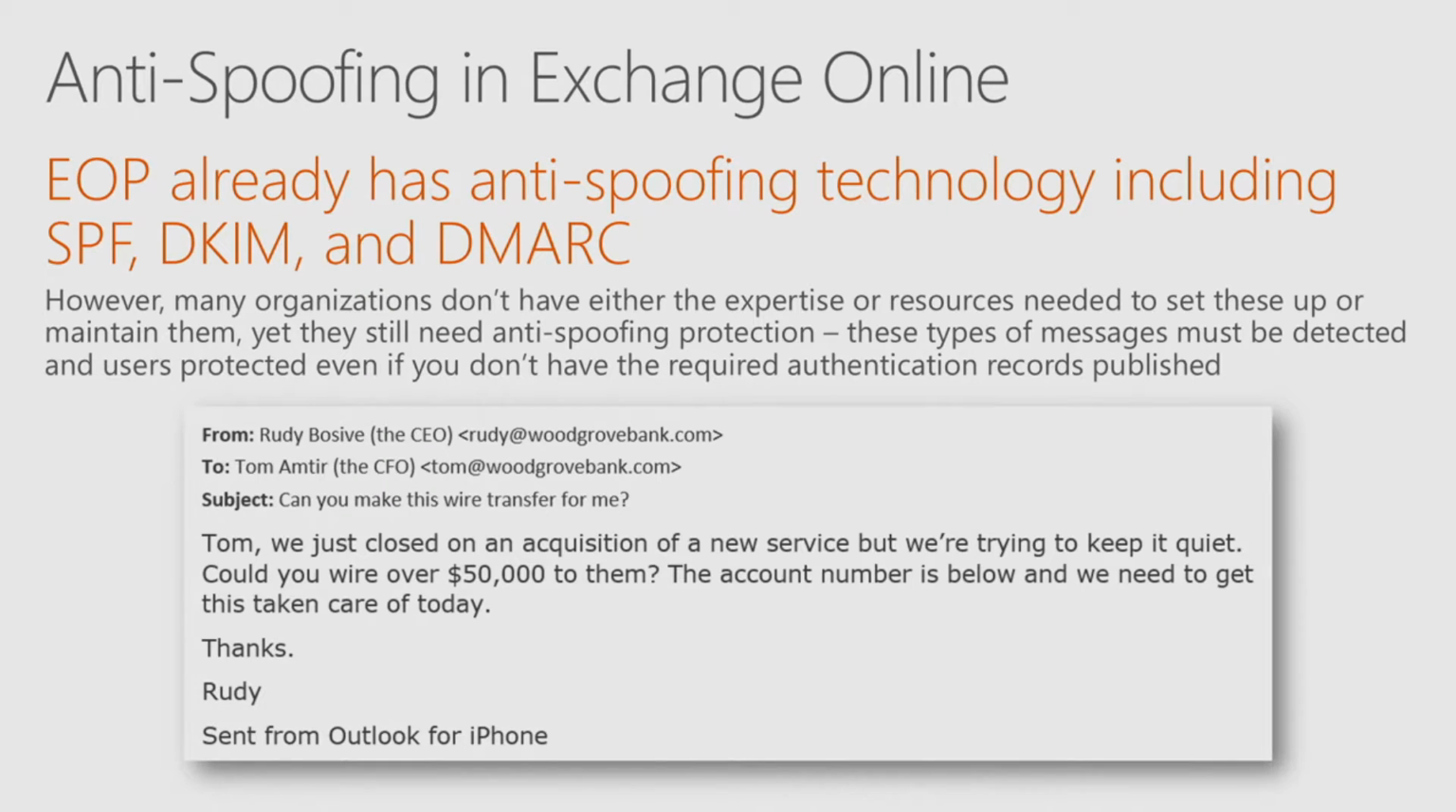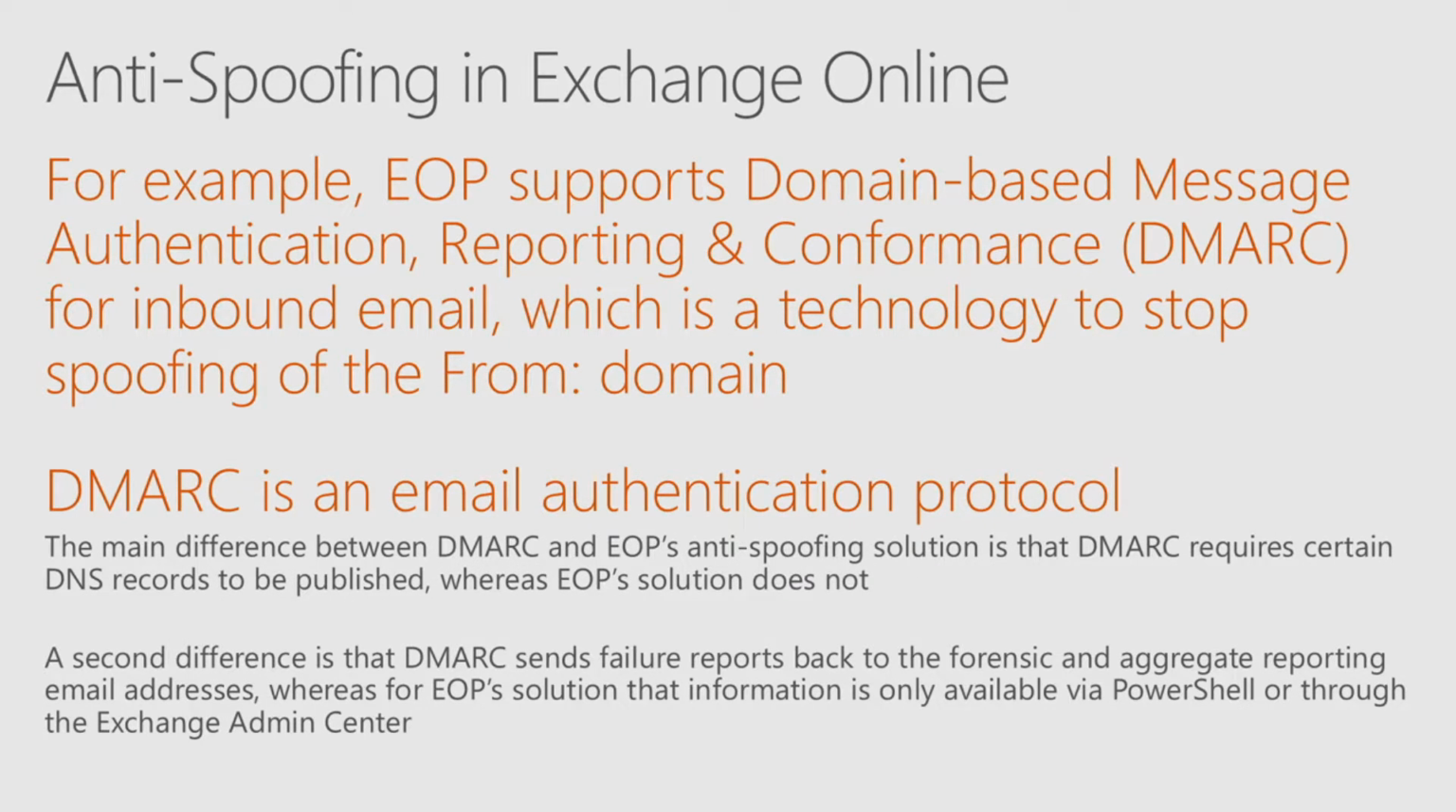So EOP, Exchange Online Protection, already has a lot of anti-spoofing technology built into it. And this can actually help you defend against a lot of the attacks that we're seeing going on today. So things like SPF, DKIM, DMARC, all those things are in there now as anti-spoofing mechanisms within Exchange Online and Office 365. So for example, we support the Domain-based Message Authentication, Reporting and Conformance, or DMARC standard. And that is to stop spoofing from the From domain, which is the example I used in those messages that I shared with you. So DMARC is something that acts as an authentication protocol that can help stop these messages.